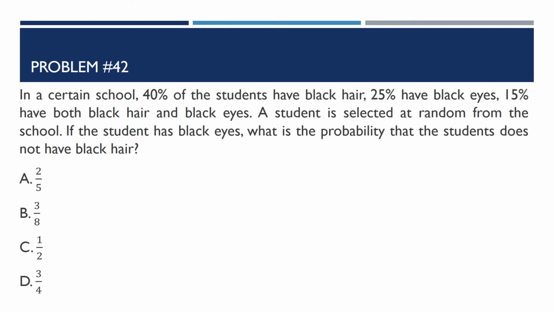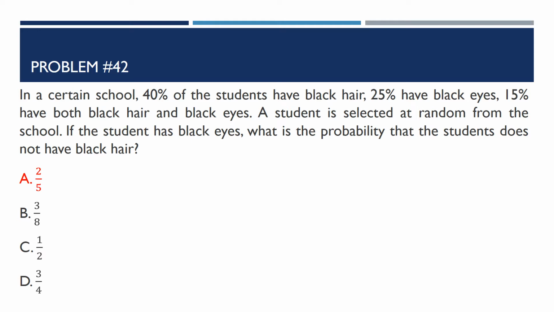Number 42. In a certain school, 40% of the students have black hair, 25% have black eyes, and 15% have both black hair and black eyes. A student is selected at random from the school. If the student has black eyes, what is the probability that the student does not have black hair? So let us solve this problem. The answer for this problem is 2/5.